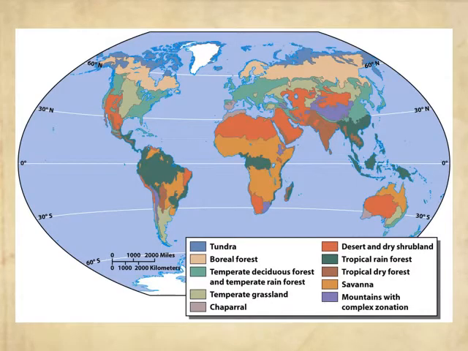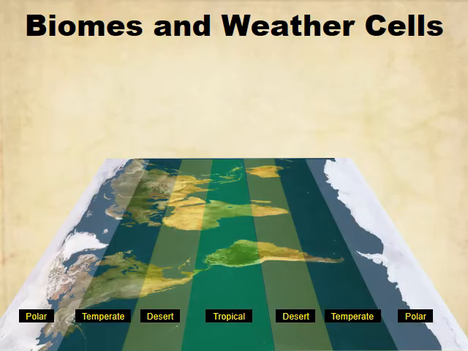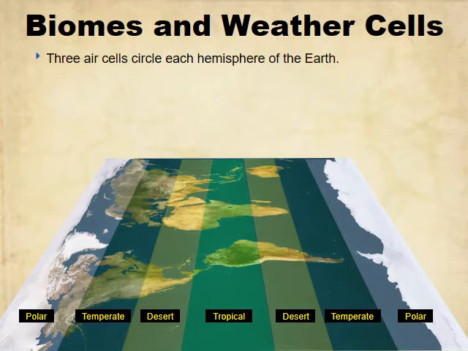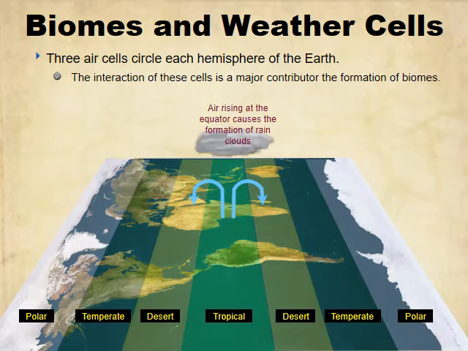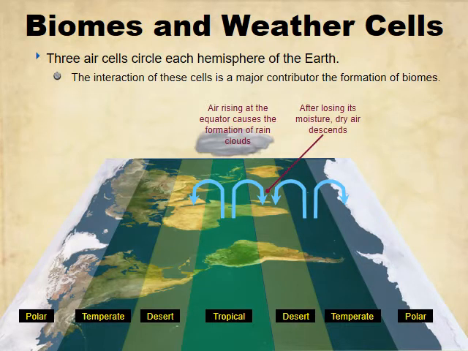Here's another image. Okay, so biomes and weather cells. You know that hot, moist air rises at the equator, and that creates the tropical areas. That's what really contributes to these biomes. Air rising at the equator forms rain clouds. It rains down, and by the time it gets to 30 degrees, it's lost a lot of its moisture. So usually at 30 degrees north and south of the equator, you have these deserts.